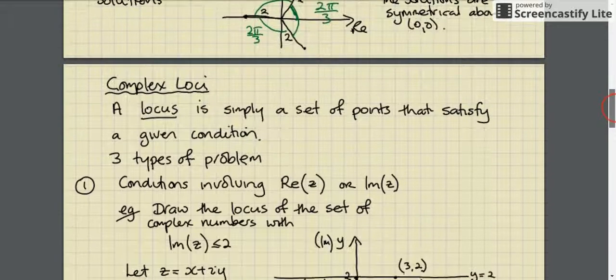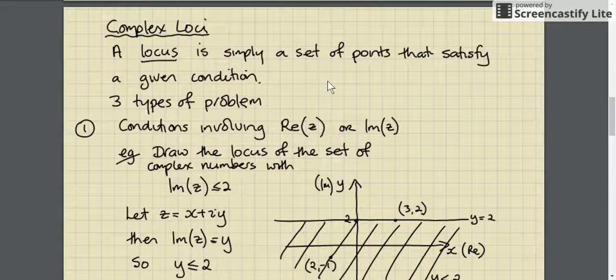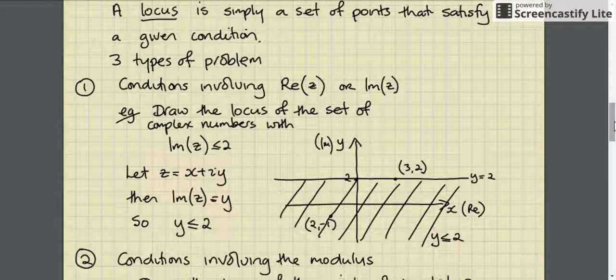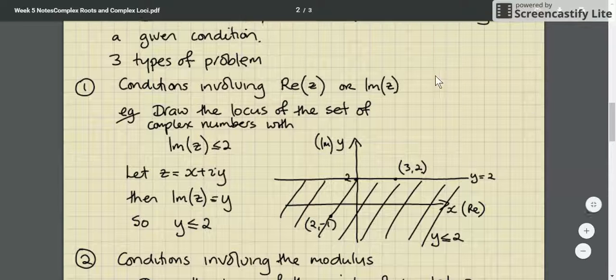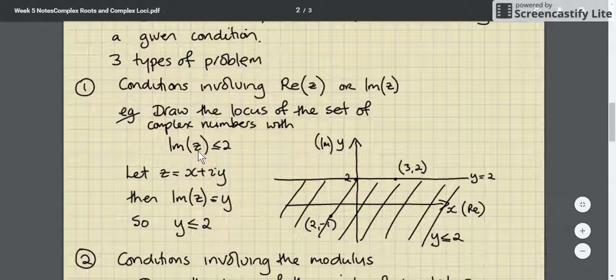The second thing that we're covering this week is the idea of complex loci. Now a locus is simply a set of points that satisfies a given condition. And for our complex numbers, there are 3 main types of problems that look at different conditions. The first one involves either the real part of Z or the imaginary part of Z. So the question here is to draw the locus of the set of complex numbers where the imaginary part of Z is less than or equal to 2.